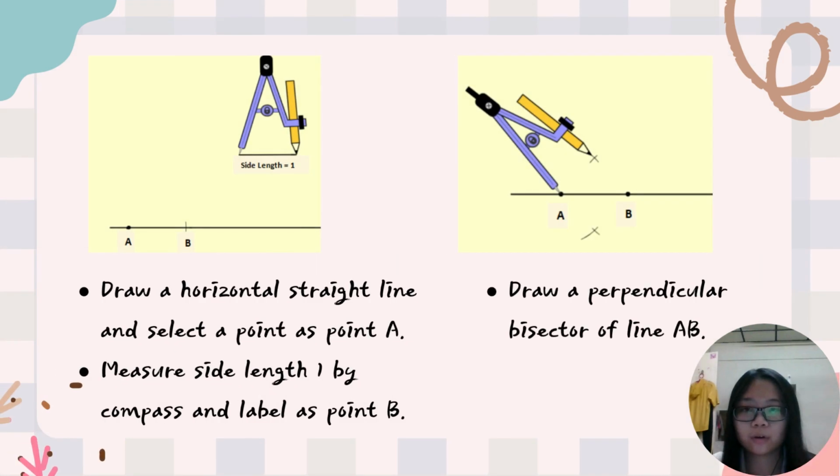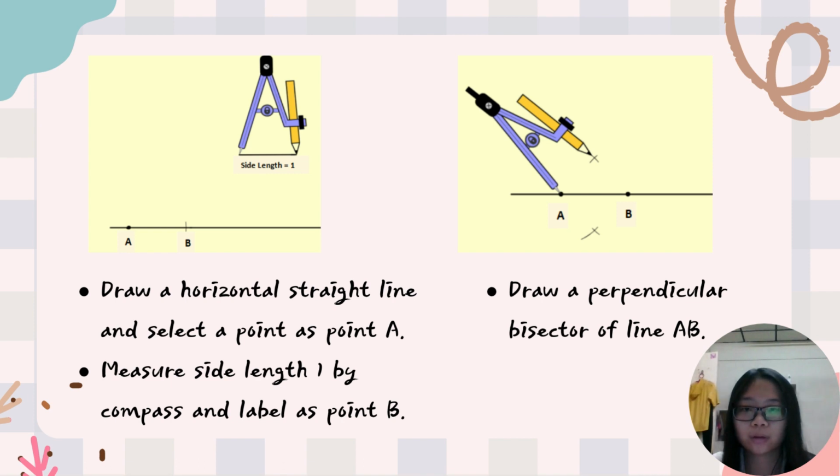To begin, we will draw a horizontal straight line and choose a point to be point A. Then, in the first picture, you can see that we have assumed the length to be 1. We use a compass to measure side length 1 and then draw a mark on the horizontal straight line from point A. Then we label it as point B.